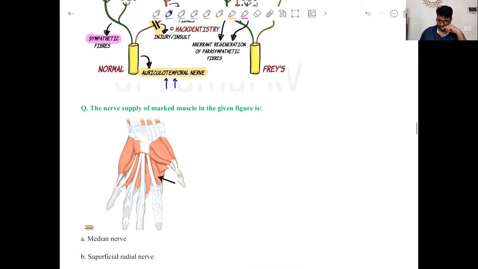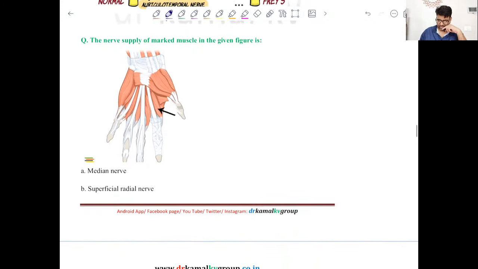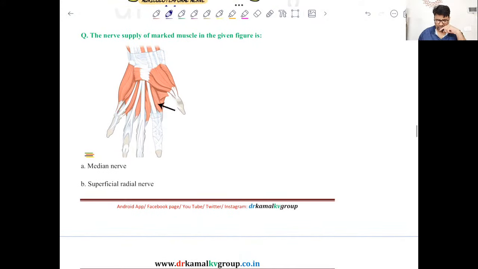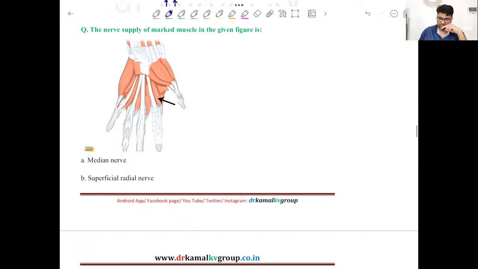Now moving forward, there is one muscle which is being shown, and let me see if you can answer the nerve supply of this muscle shown in the figure. So if I draw this muscle, this is the muscle here. Yes, can anyone tell me what is the nerve supply of this muscle?